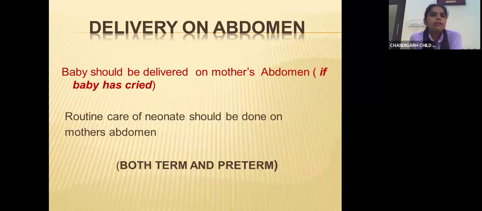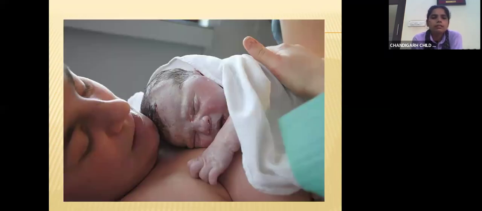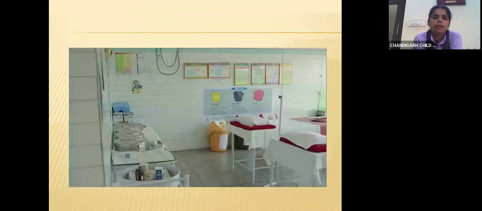Then delivery of the baby and put the baby on the mother's abdomen. Baby should be delivered on the mother's abdomen. If the baby is crying, routine care of the neonate should be done on the mother's abdomen, both term and preterm. This is the image of prevention of hypothermia, with the baby on the mother's abdomen.